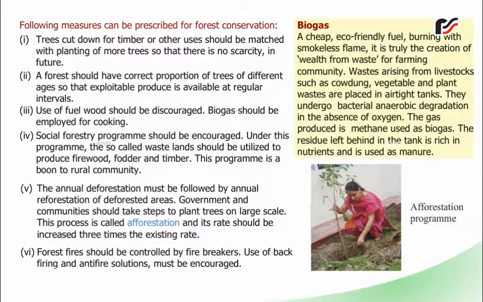Biogas, a cheap, eco-friendly fuel burning with a smokeless flame, is truly the creation of wealth from waste for the farming community. Waste arising from livestock such as cow dung, vegetable and plant waste are placed in airtight tanks. They undergo bacterial and anaerobic degradation in the absence of oxygen. The gas produced is methane, used as biogas. The residue left behind in the tank is rich in nutrients and is used as manure.